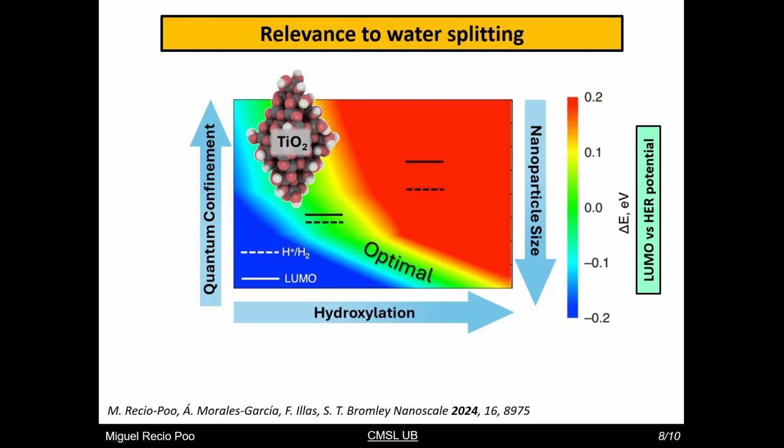So lastly, what is the relevance of all this to water splitting? To illustrate this, I show here this nice plot in which, taking into account the hydroxylation of the system and the nanoparticle size, which goes in the reverse way to the quantum confinement, you can tune a property for the desired application. For example, here I show the LUMO energy and how, with some degree of hydroxylation and some nanoparticle size for this kind of systems, you can tune it to be slightly above the hydrogen evolution reaction, which is the desired situation that you want for efficient generation of hydrogen.